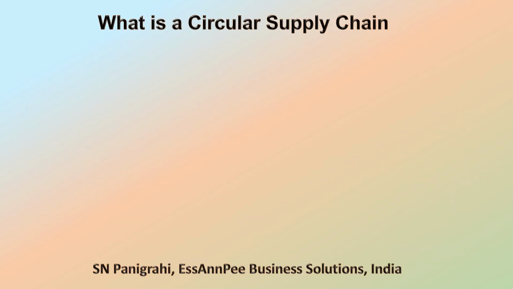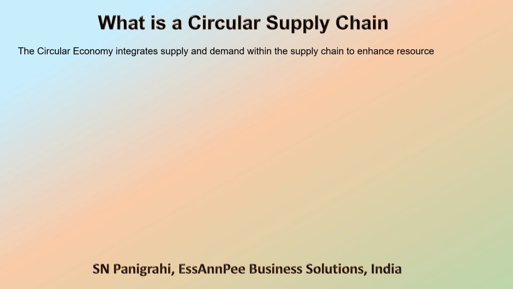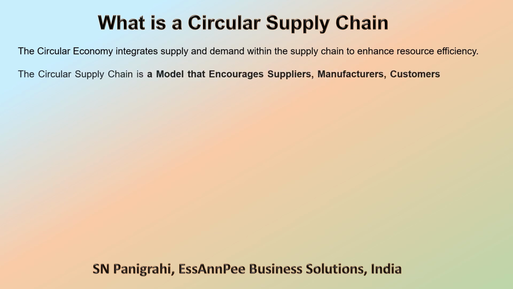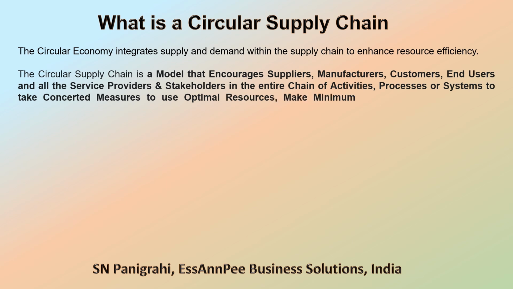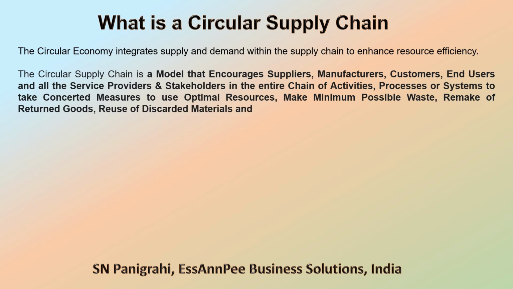What is a circular supply chain? The circular economy integrates supply and demand within the supply chain to enhance resource efficiency. The circular supply chain is a model that encourages suppliers, manufacturers, customers, end users and all the service providers and stakeholders in the entire chain of activities, processes or systems to take concerted measures to use optimal resources, make minimum possible waste, remake of returned goods, reuse of discarded materials and recharge them for resale.